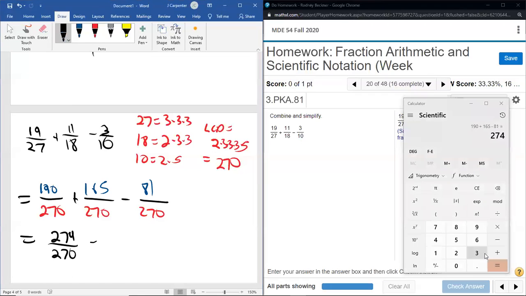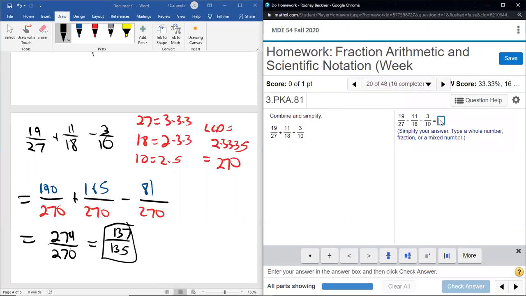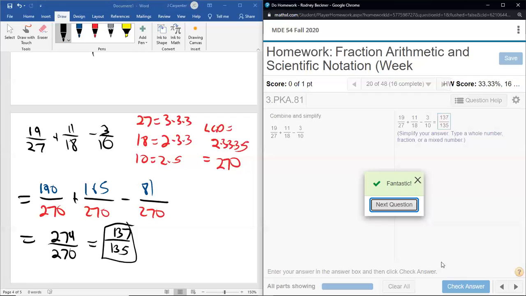But these are both even numbers, so we can divide them both by 2. 274 divided by 2 is 137. 270 divided by 2 is going to end up being 135, but I'll show it. 270 divided by 2, we get 135. And that's going to be the answer. You won't be able to reduce that anymore. 137 over 135. They said type a whole number, a fraction, or a mixed number. When they say fraction, they mean proper or improper. And we got it right.